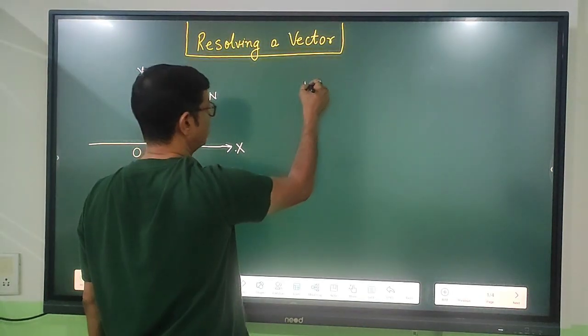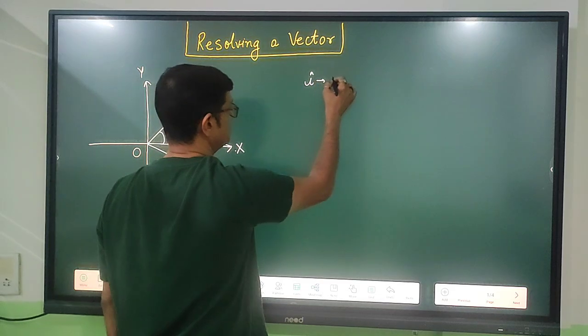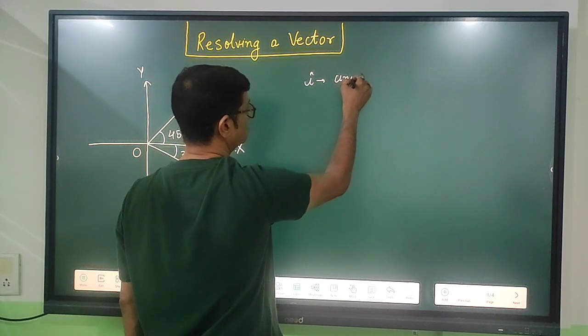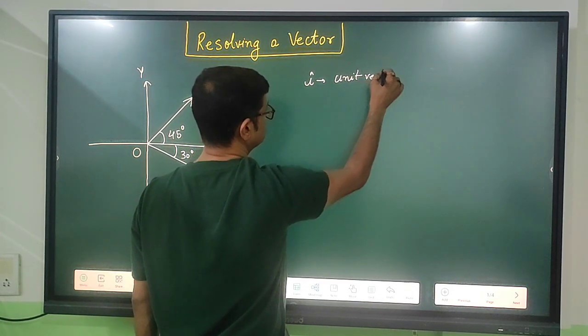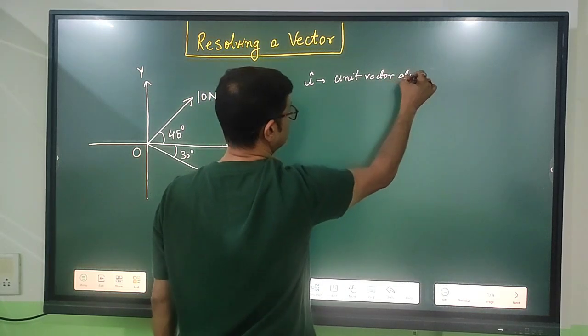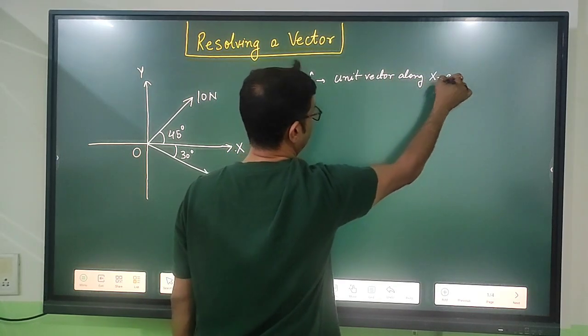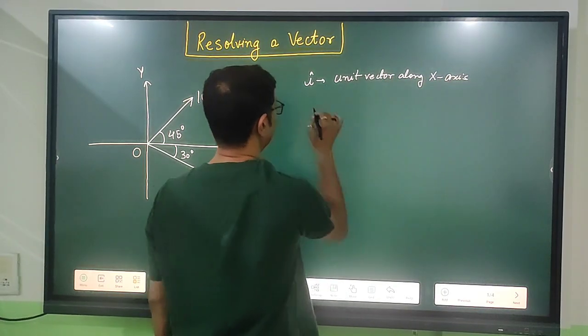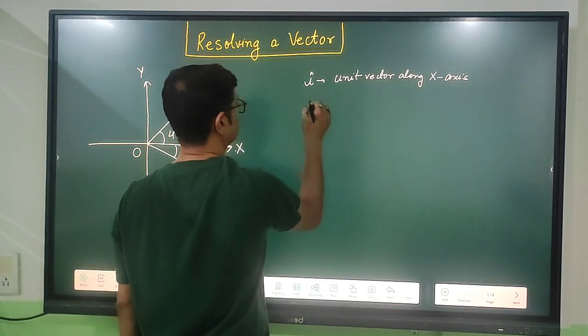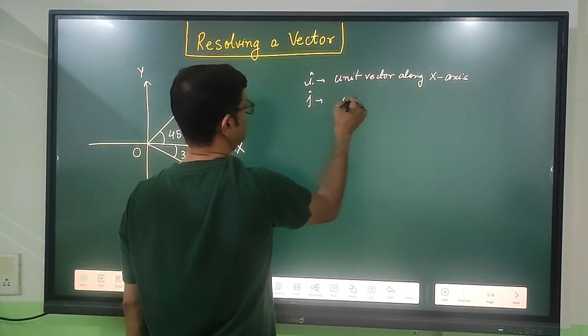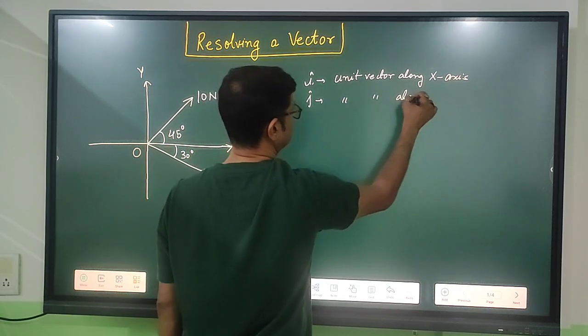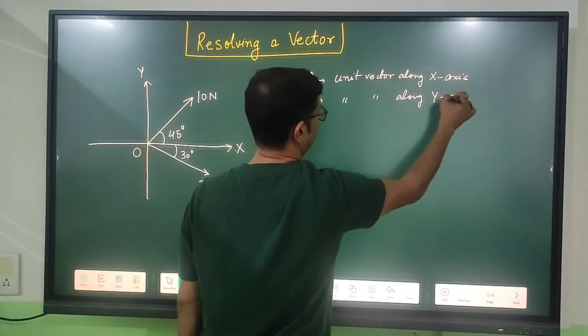So we have two vectors. I cap is a unit vector along the positive x-axis. Then we have a vector j cap, which is a unit vector along the positive y-axis.